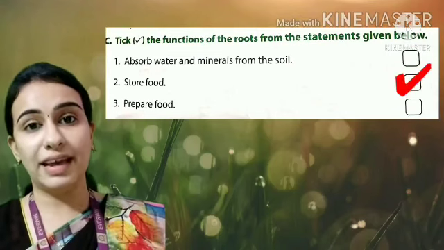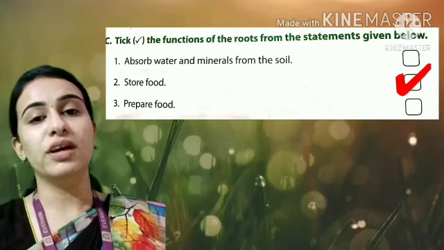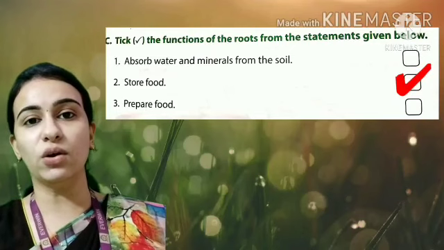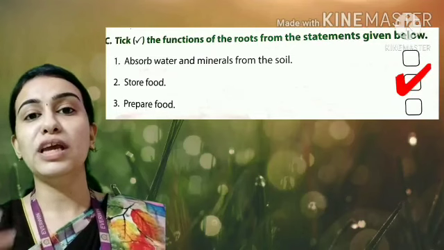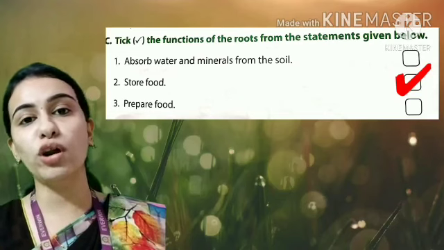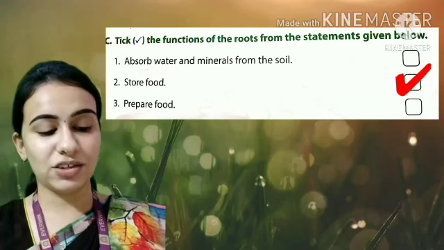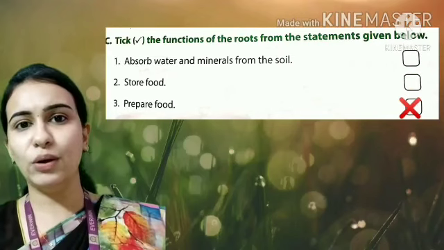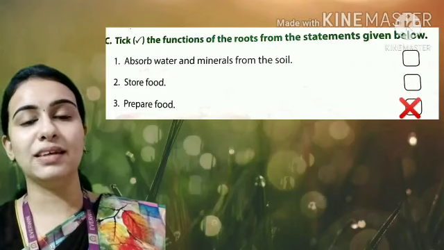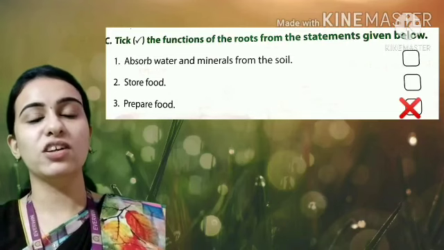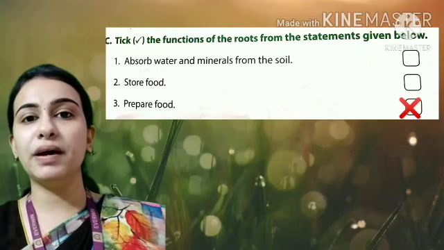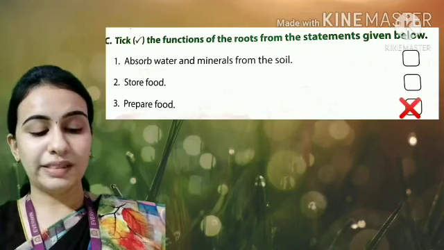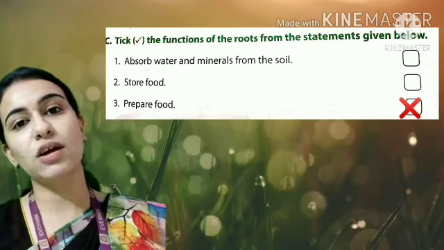Store food. Yes, it will store food. Carrot, radish, all these are roots, right? So it will store the nutrients. So that is correct. Third one, prepare food. Will the root prepare food? No, right? The leaf is called the kitchen of the plant. So only the leaf will prepare the food. So the last statement, prepare food, is wrong.